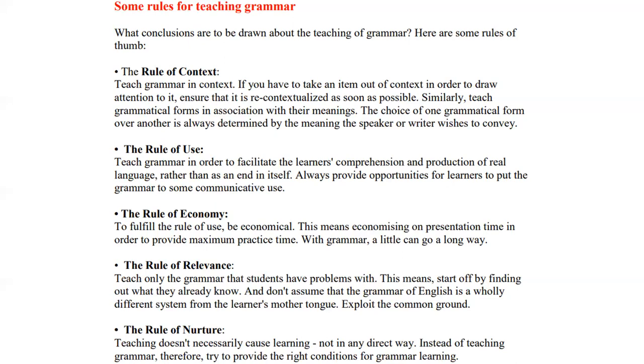So understand them. If they have a question, answer the questions. If they are struggling, help them, encourage them. Do not disappoint them or discourage them. Okay, nurture them in the safest way.